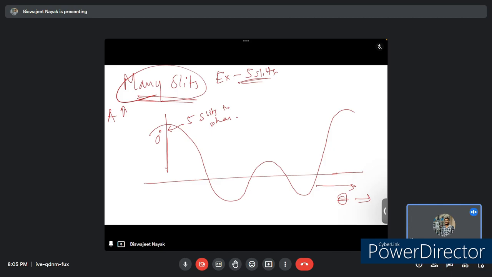And when theta is exactly 360 degree by 5, like we have 5 slits, so at 360 degree by 5 they will cancel each other, which is around 72 degree, and the resultant amplitude becomes 0. This is going to repeat at regular intervals, like the multiples of 72, like 2 into 72, that is 144 degree, then 3 into 72, that is around 216 degree, then 4 into 72, and so on.